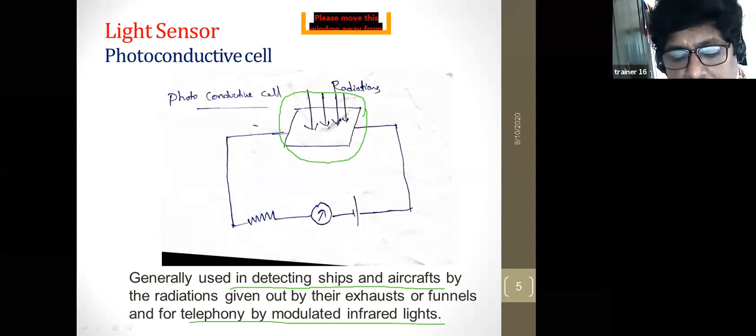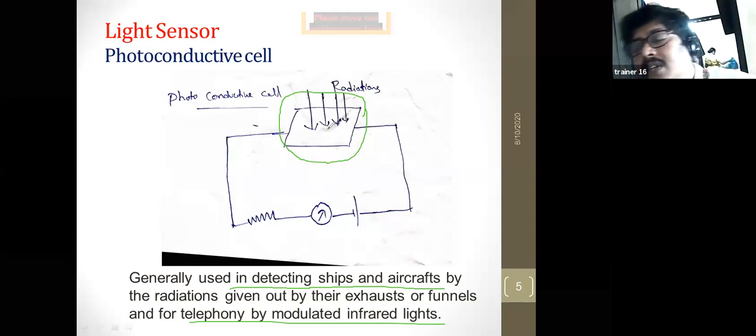A cadmium sulfide cell has two electrodes which are extended in an interdigital pattern in order to increase the contact area. That means it mainly depends upon the area. The resistance change also mainly depends upon the area of the semiconductor material.